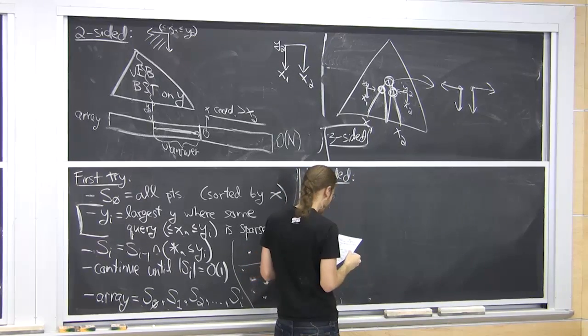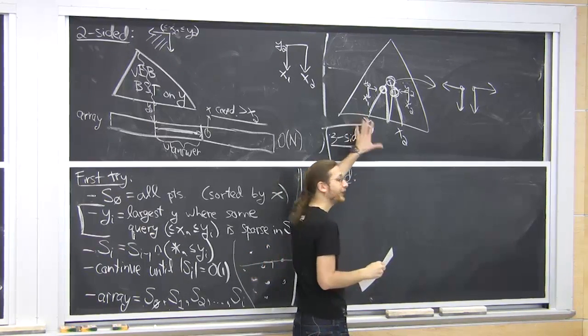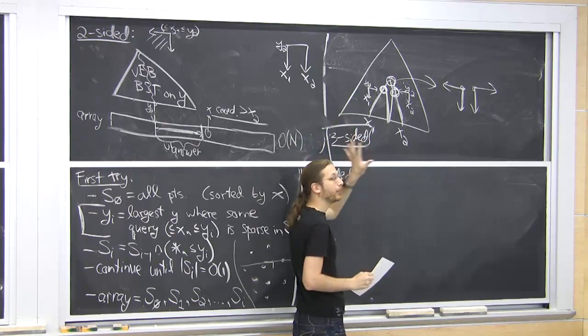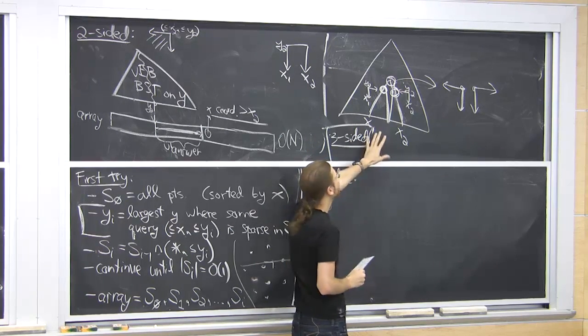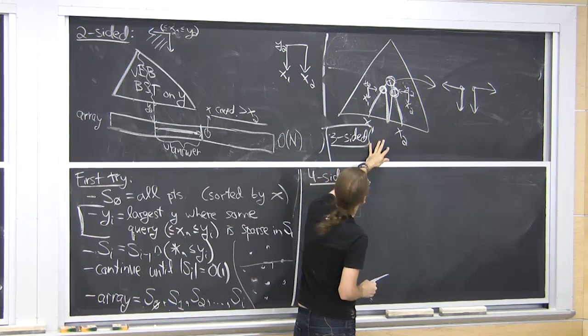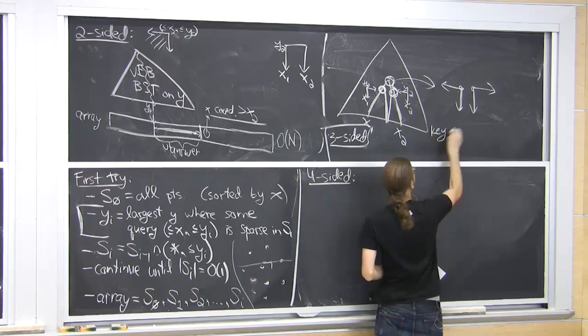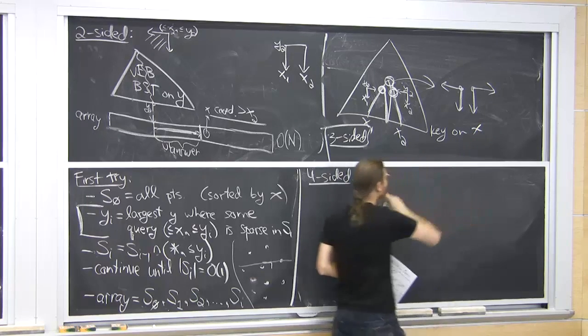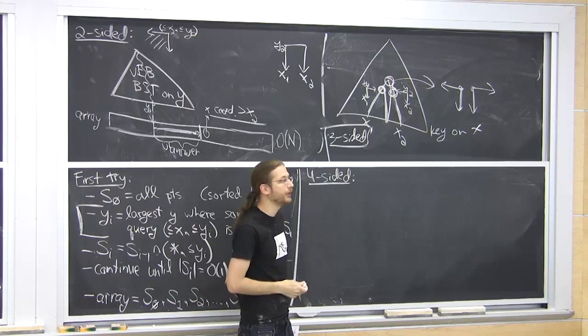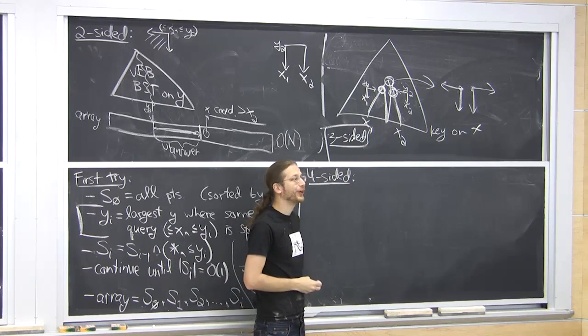Four-sided. So we're going to do the same thing, but not on a binary tree. Take this binary tree. This is sorted by x, I suppose. This is keyed on x. Instead of making it binary, make it root log n array.